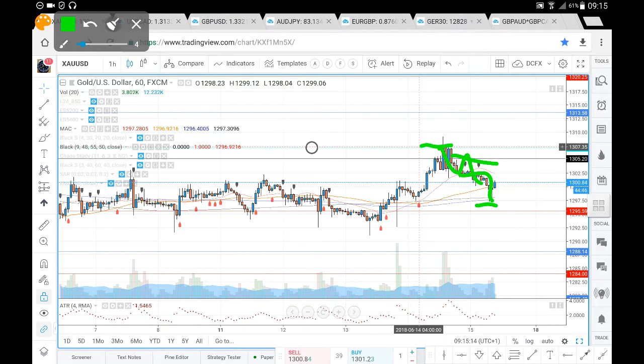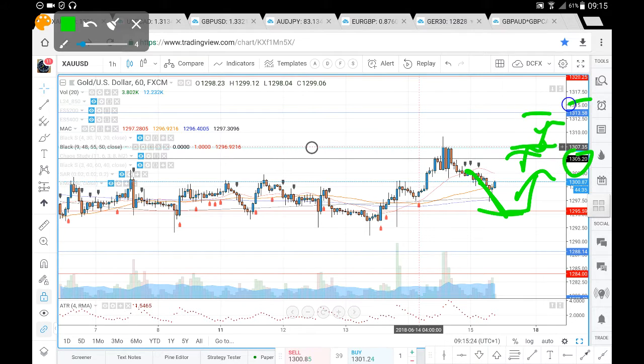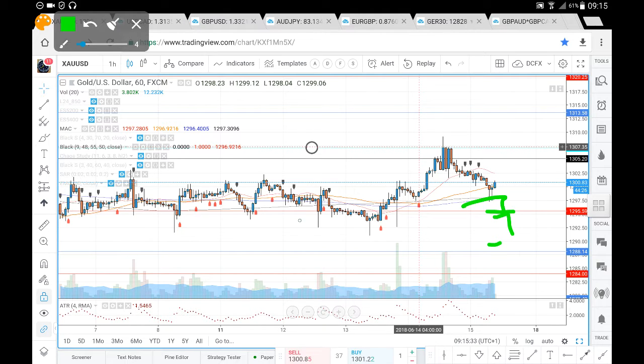Now we are looking for a test of that 1296, so we'll see whether we do have that retracement down towards this 1296. If we do find support at 1296, we're then looking for prices to retest 1305, 1307.18, and if there is sufficient volatility to the upside, 1358 may come into focus, or possibly even that 1750. Now, if we do break down from this 1296, we're looking for a price drop towards the 1290.